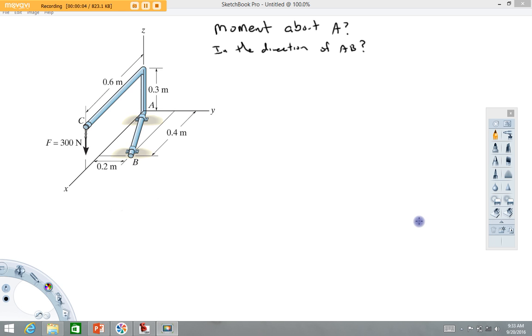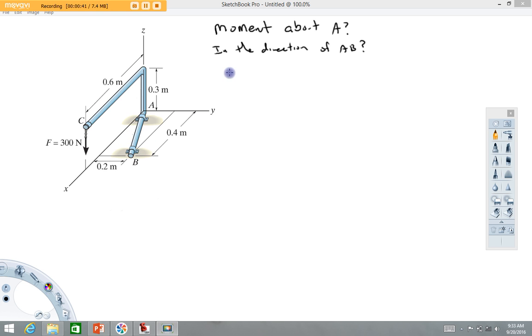The purpose of this video is to demonstrate how to use the vector definition of moment to calculate moment about a point. In addition to that, we're going to learn how to figure out how much of a moment vector is in a certain direction. Taking a look at this picture, we're going to take this 300 Newton force, which is straight down, and calculate the moment vector about point A. Then we're going to calculate how much of that moment vector is in the direction of AB. In essence, that means how much of that moment is making this bar want to go around this axis.